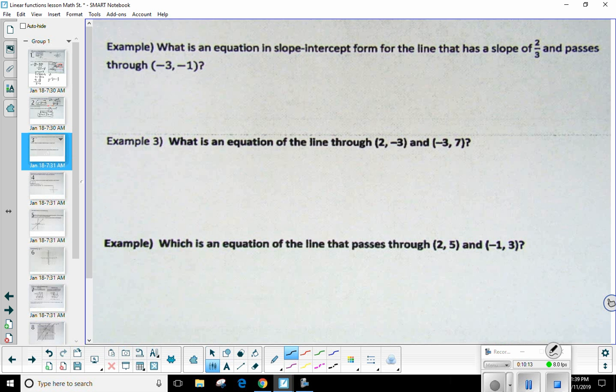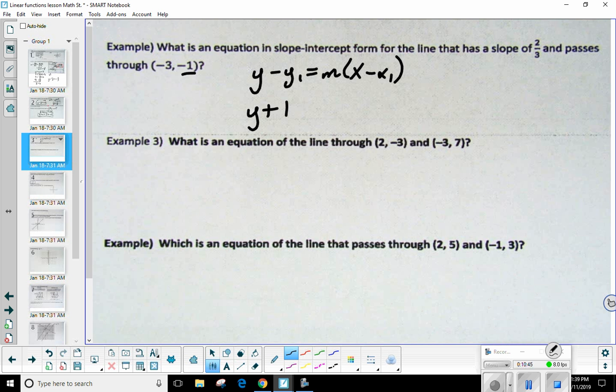What is an equation in slope-intercept form of a line that has a slope of 2/3 and that passes through the point -3, -1? Okay, so how about Caroline? Using that point and slope, what is my equation? Remember, we want this form. Y minus y1 is equal to m x minus x1. Okay, so y plus 1, again, we're taking the opposite, times what? And there you go.